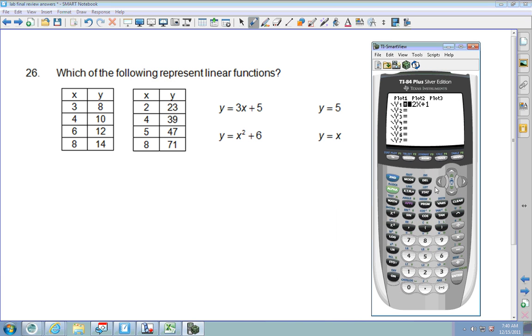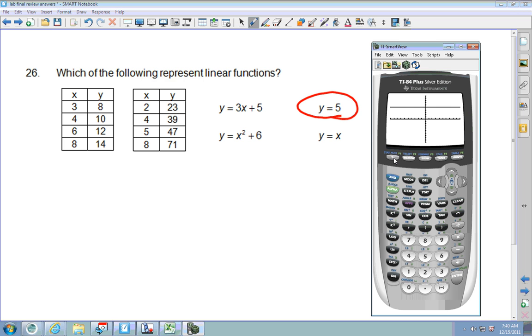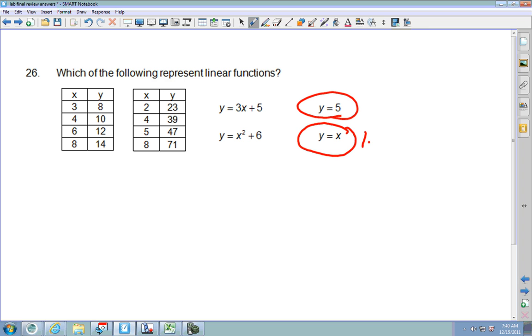So for example, I'll start over here with the first one, y equals 5. And I press graph. Does that make a straight line? Yes, it does. That is linear. If I go and get the next one, let's try y equals x. It better, because what is y equals x? What did we say that function was called? Linear parent function. So yes, this right here, and it better because it is the linear parent function.